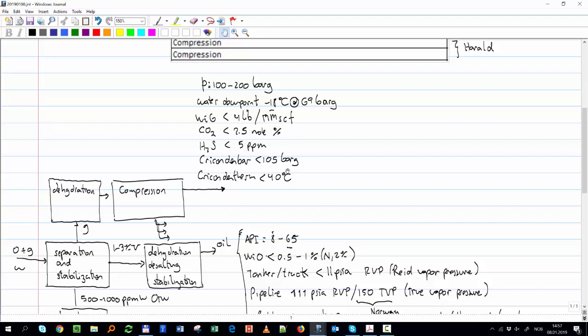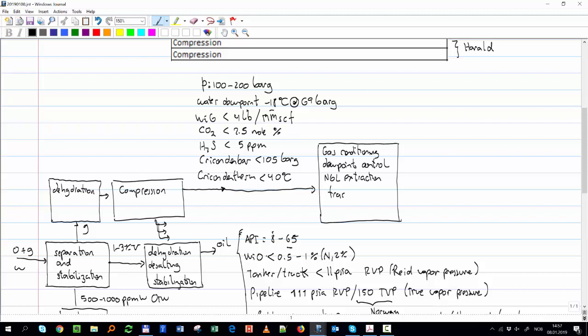Okay, now I have finished, more or less. Those are all the requirements that I have. Now comes, what is the next step? Here I have gas conditioning, that's called dew point control. What else do I have? I have NGL extraction and something called fractionation.